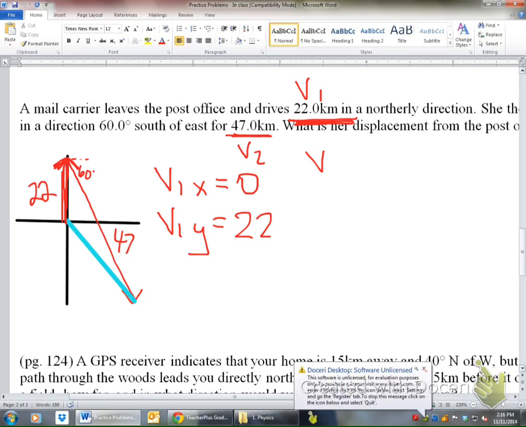Let's move on to V sub 2. This is our V sub 2 vector. It starts up here, and it goes 47 kilometers at a 60-degree angle. All I did was move that vector from our original diagram over here and make a triangle out of it so that we can find those components. This will be V sub 2x, and this will be V sub 2y.